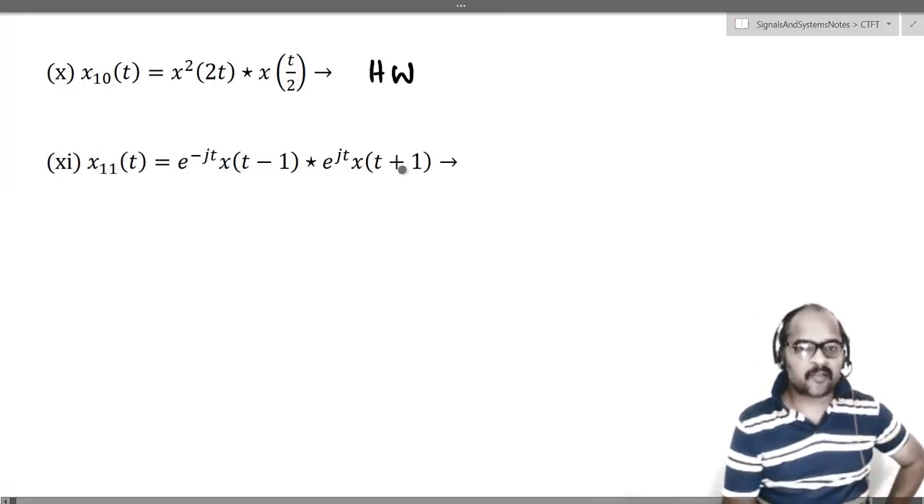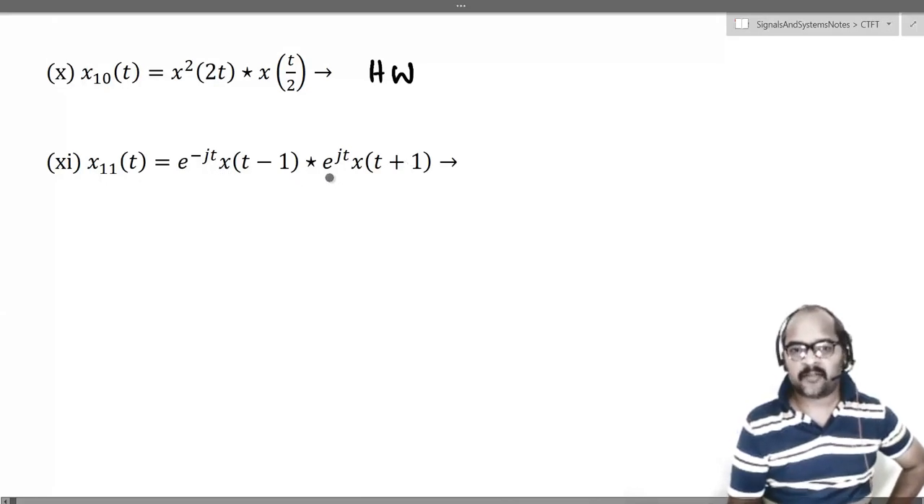Okay, so what is the 11th problem? That is e power minus jt x of t minus 1 convolved with e power jt x of t plus 1. So we will do it step by step.